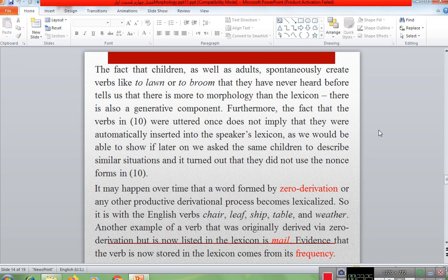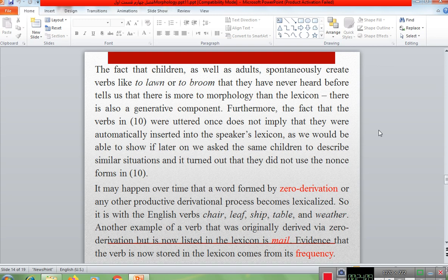Furthermore, the fact that the verbs in the previous example were uttered once does not imply that they were automatically inserted into the speaker's lexicon, as we would be able to show if later on we ask the same children to describe a similar situation and it turns out that they did not use the nonce forms again. So they are a kind of nonce form. The children do not save these words in their memory. They forget these kinds of words and use them maybe once in their life.